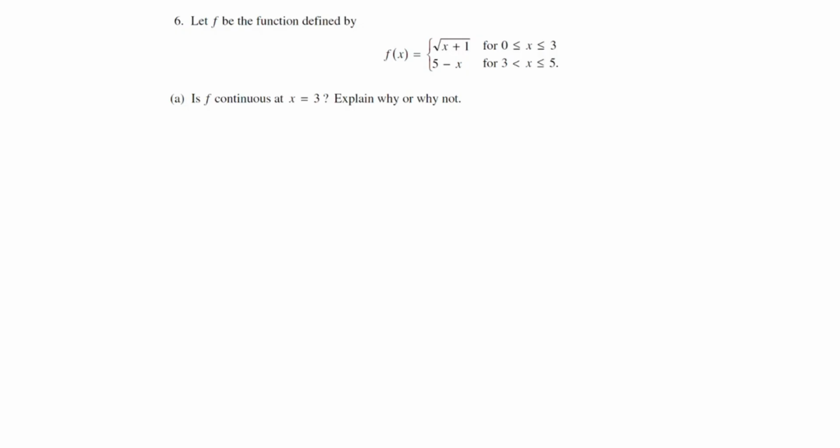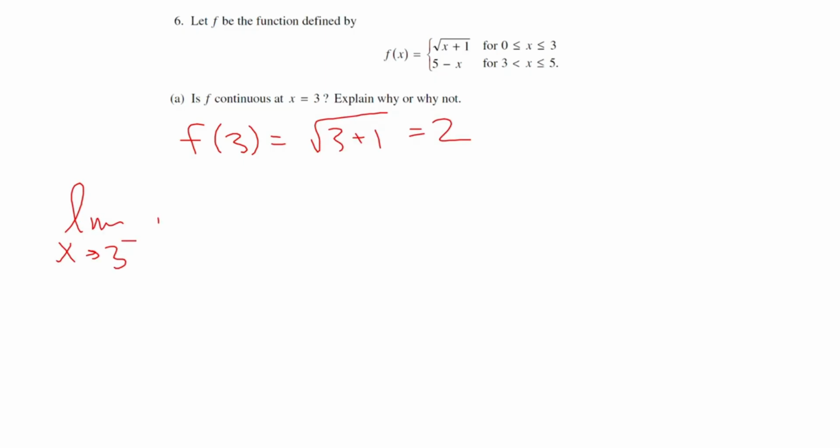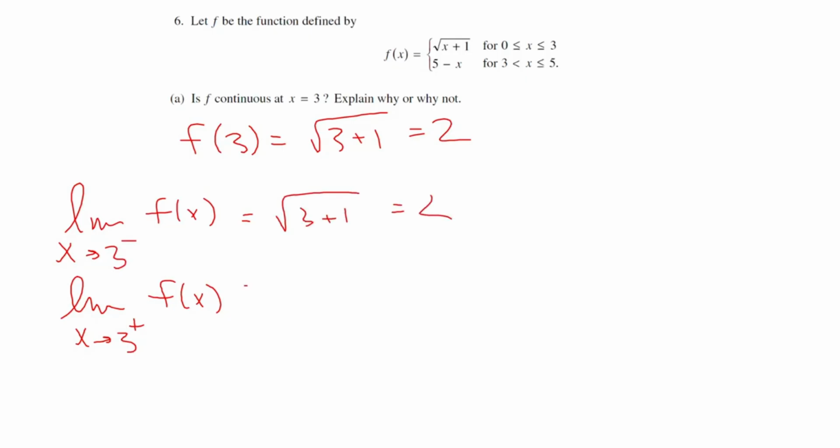To find out if a function is continuous, you need to see if the limit exists at that value, if the function exists at that value, and if they are equal. So first, does f of 3 exist? Yes, f of 3 exists. It's root 3 plus 1, which is 2. Does the limit as x approaches 3 exist? Well, we have to do the limit from the left and the limit from the right and see if they equal each other. So the limit from the left is root 3 plus 1, which is 2. And the limit on the right is 5 minus 3, just the 5 minus x part, which is also 2.